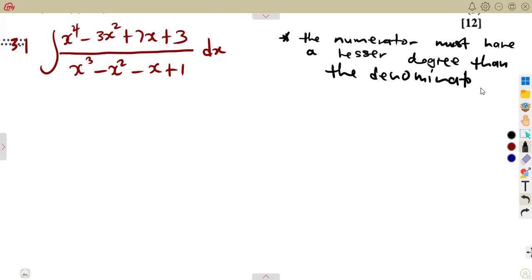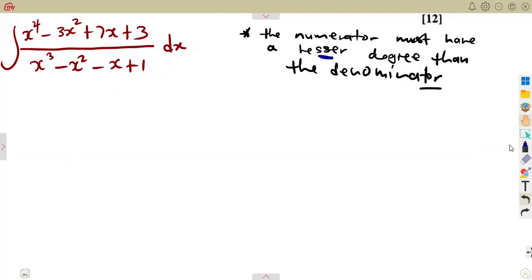So in whatever concept where you see the degrees being equal or the numerator being more, like what we can see here, whenever that happens, you're supposed to apply the long division first so that you can have a lesser degree on the numerator. So in this case, there was a need for us to apply the long division first. You must be very, very careful with the condition that you are given.